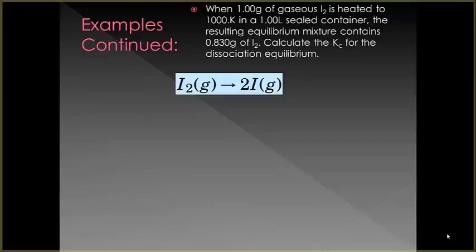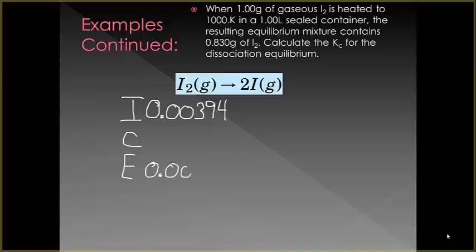So now that we have these new values, we can fill them into an ice chart, where I stands for initial, C stands for change, and E stands for equilibrium. We know the initial and equilibrium values of I2. So we'll fill those in now. These are from the previous slide. And remember, those are molarity. Now, because we know the initial and equilibrium, we know what the change is as well. We'll just take the initial value and subtract the final value.